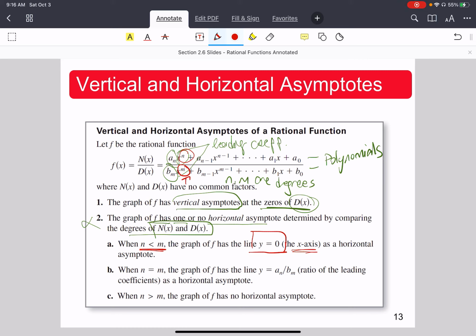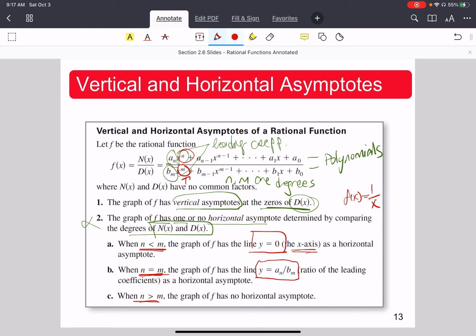So you guys realize the function we previously had in the example, 1 over x, has the horizontal asymptote to be the x-axis because the degree of the bottom polynomial is bigger than the top polynomial. Secondly, if they have the same degree, so the degree of the top is the same as the degree of the bottom, then the graph of f has the line y equals a sub n divided by b sub n, which is the ratio of the leading coefficients, as the horizontal asymptote.